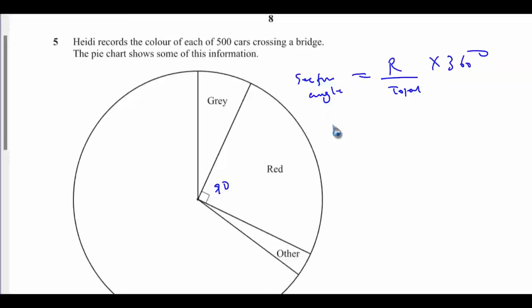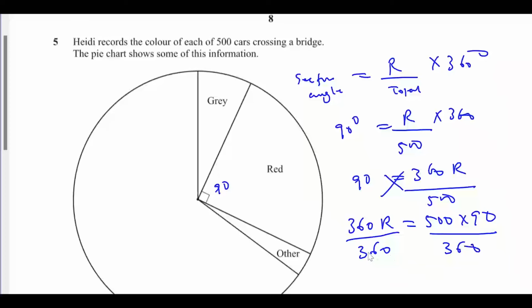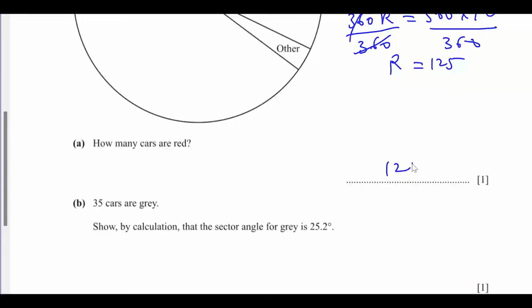So the sector angle for red is 90 degrees, equal to the number of red, R, over the total, which is 500, then multiplied by 360. So this will give us 90 equals 360 times R over 500. So you can cross multiply now. So you have 360 multiplied by R equals 500 multiplied by 90. If you divide both sides by 360, the value of R will be equal to 125 cars.